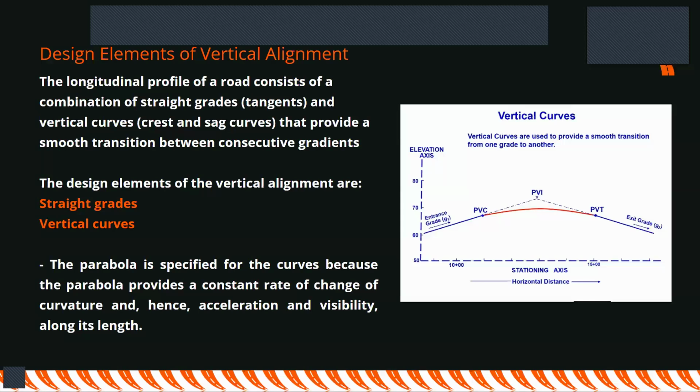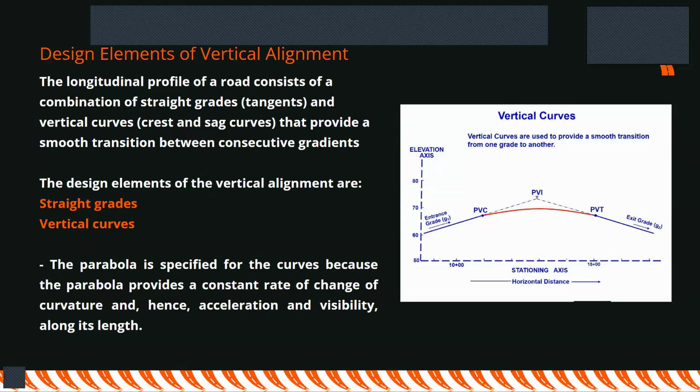These vertical curves are defined by the parabola equation, because the parabola provides a constant rate of change of curvature, and hence we are able to maintain proper acceleration and visibility. We'll be talking about how this parabola equation, and factors called K values, help us to maintain that rate of change of curvature along the road section.